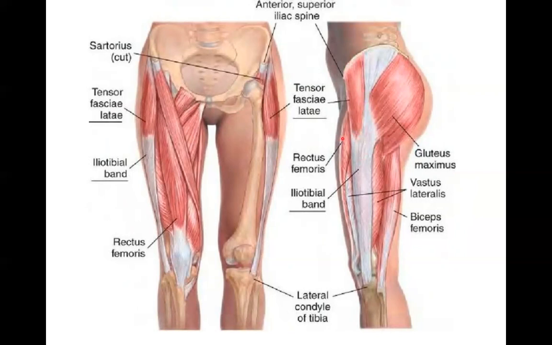You can see Rectus Femoris. You can see Vastus Lateralis on either side of the IT band. And then on the lateral side of that posterior compartment, you can see Biceps Femoris.